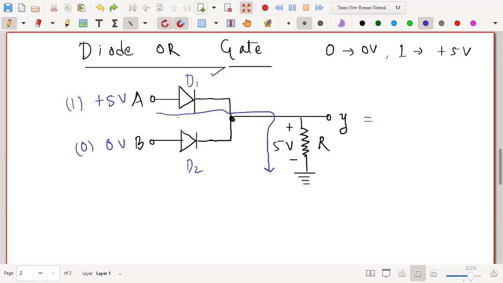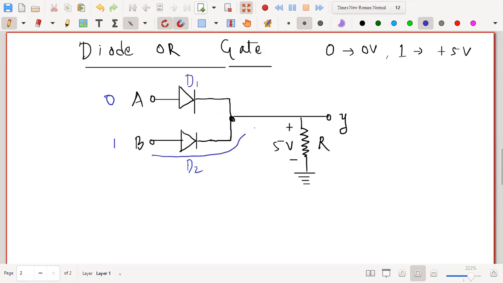If you reverse the situation, for example, let us go back and say that you are giving a 0 here and a 1 here. That means 1 means plus 5 volt, so diode D2 will work, and the current will start flowing through this to the ground. Then there will be a voltage drop, so you will get a 1 at the output. So you will get a high output when any one of the inputs is high or when both are high. When both are high, the same thing happens.